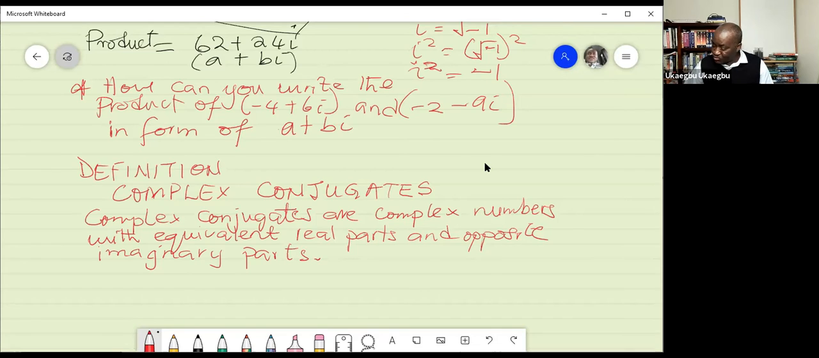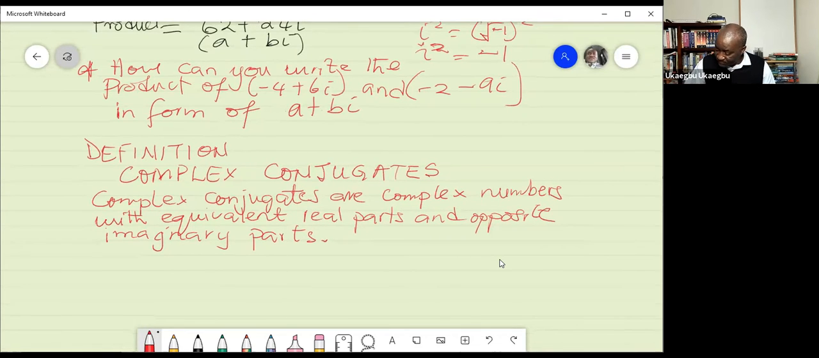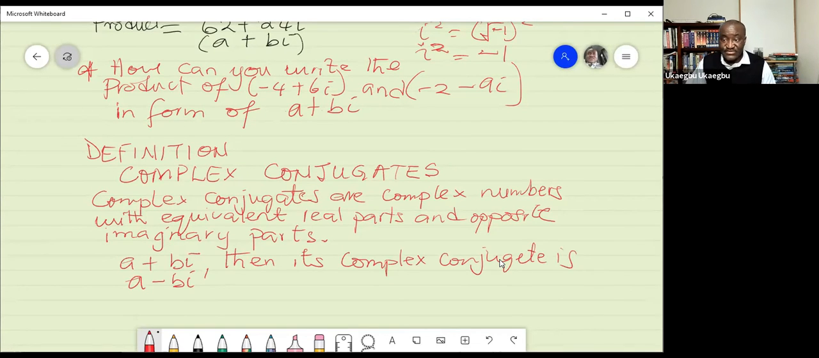Okay, so now here's what that means. If your complex number is a plus bi, then you retain the real part. The real part is this side, the a, you retain it the way it is, but you change the sign of the imaginary part. Whatever that sign is, you change it. If it started with negative, you change it to positive. If it started with positive, you change it to negative.